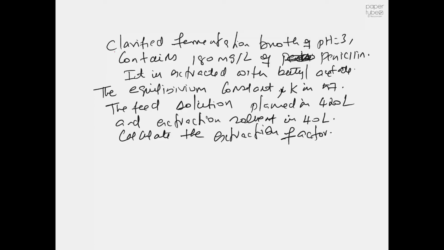So we have some fermentation broth that contains penicillin. That's the pH of our fermentation broth, and it contains penicillin at a concentration of 180 milligrams per liter, and we need to extract this penicillin using butyl acetate as a solvent, and then we already have the equilibrium constant, which is around 57. And the feed solution that we plan is 420 liters, and the extraction solvent will be 40 liters.